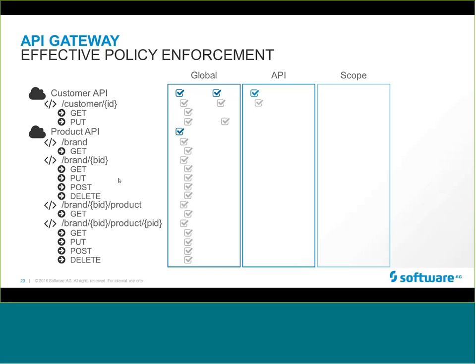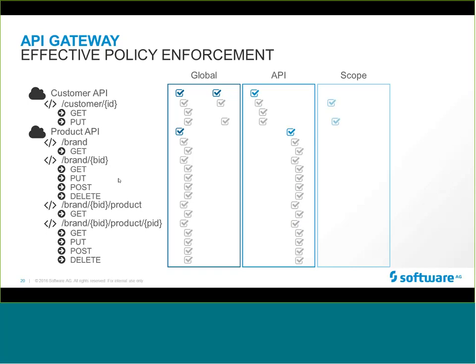Additionally, you might have policies defined on the API level for the customer API, and again, since it's an API level enforcement, it will be propagated to all the resources and methods within the API. For another API, you might have another set of policies. And again, because it's an API level, it will be enforced on everything within the API.